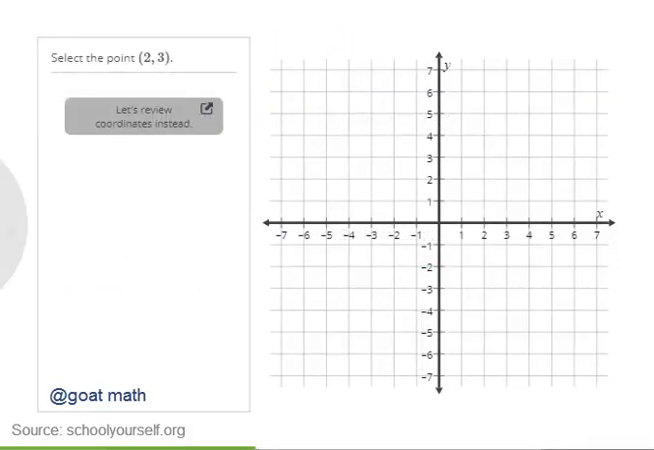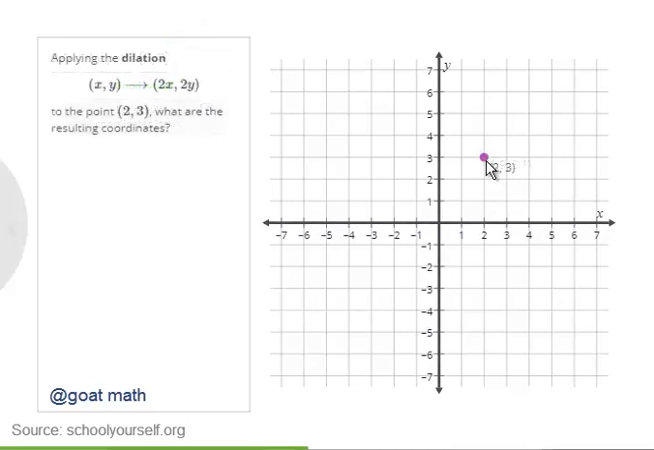Now before we dilate anything, go ahead and select the point 2, 3. Okay, now let's dilate. Here's how you write a dilation in the coordinate plane. So for any point x, y, you're moving it to 2x, 2y. So for this dilation, you're doubling the x-coordinate and the y-coordinate. So what are the resulting coordinates after this dilation? Well, doubling the x-coordinate of 2 gives us 4, and doubling the y-coordinate of 3 gives us 6. So we've dilated this point to 4, 6.